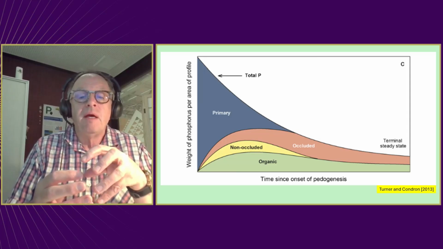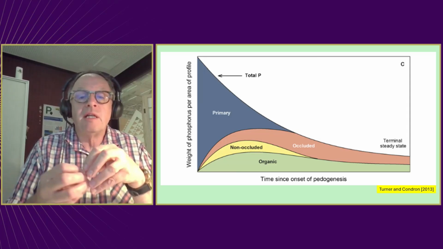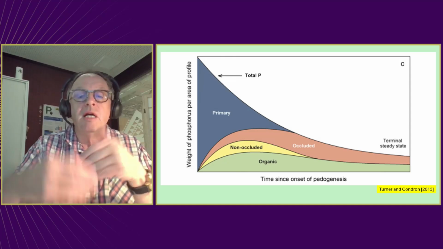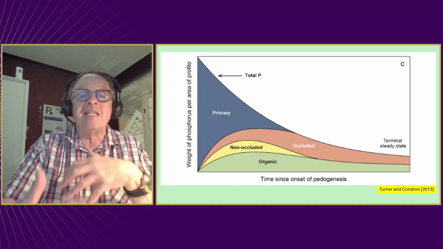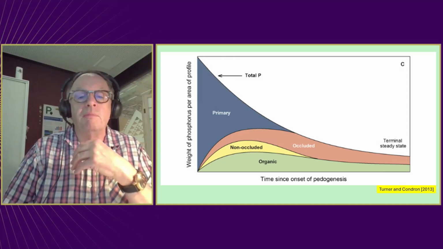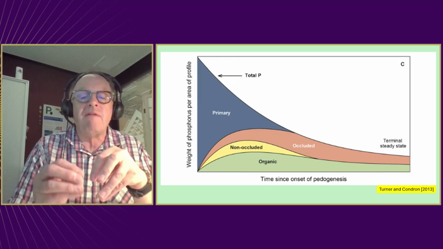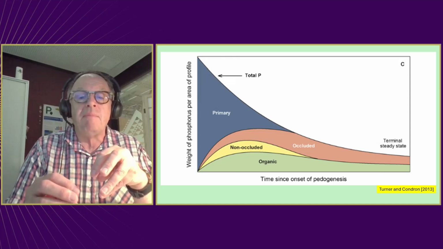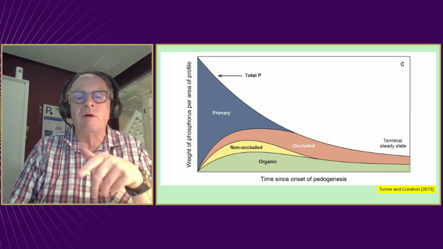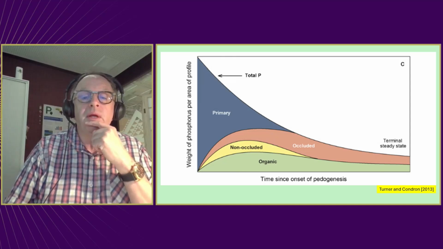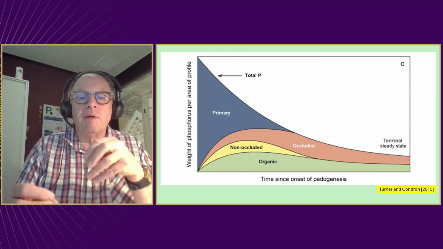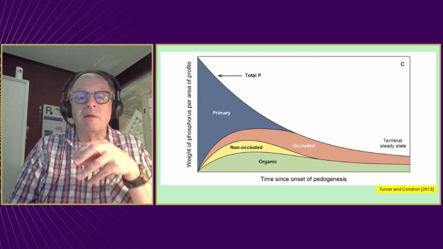Initially, that's what's called a non-occluded fraction. That phosphorus is in equilibrium with the soil solution, so it can come back into the soil solution to supply ongoing plant needs. But that phosphorus changes over time to being not available. It's basically tied up, and the terminology used here is occluded. So that partly gives a really good explanation of what happens in fertilized systems.